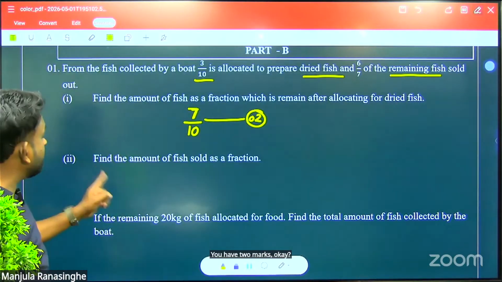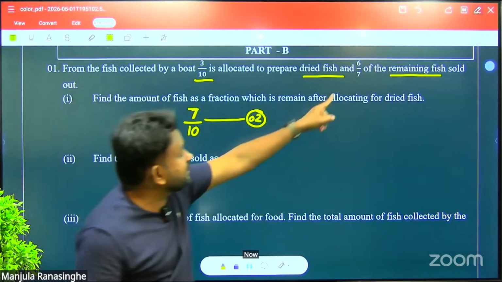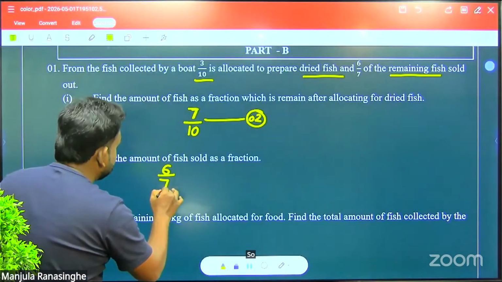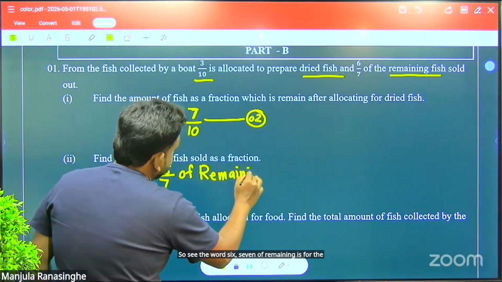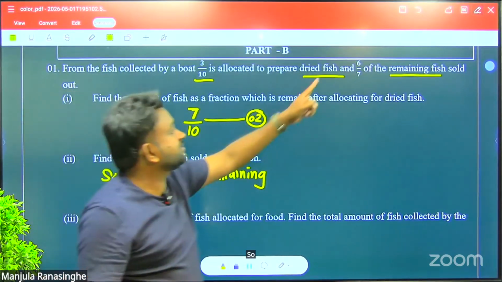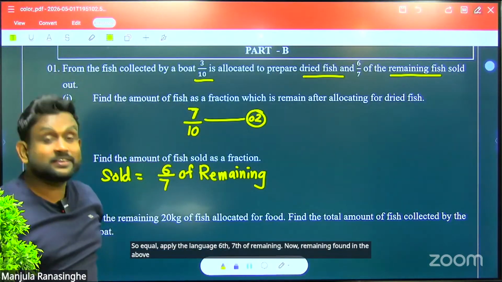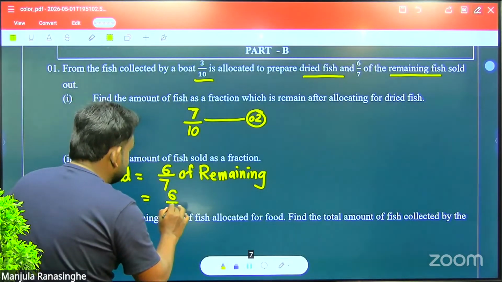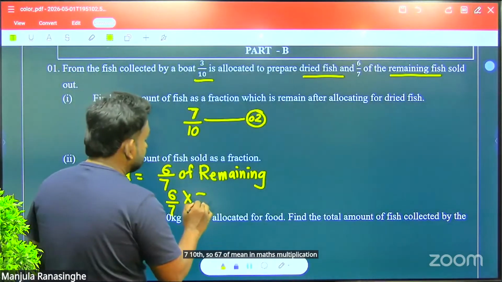Then find the amount of fish sold as a fraction. Now apply this maths logic. 6/7 of the remaining. So see, the word 6/7 of remaining is for the sold out. This is the sold fraction. Sold equals, apply the language, 6/7 of remaining. Now the remaining found in the above part is 7/10, apply for the remaining 7/10. So 6/7 of means in maths multiplication, remaining is 7/10.